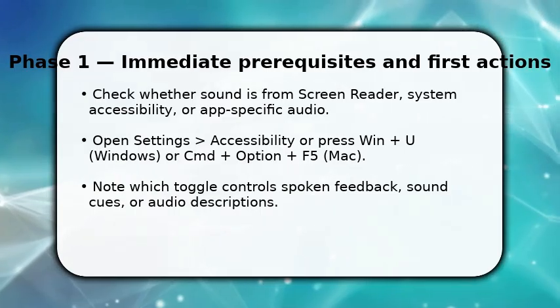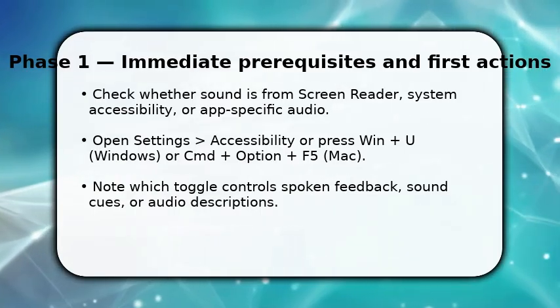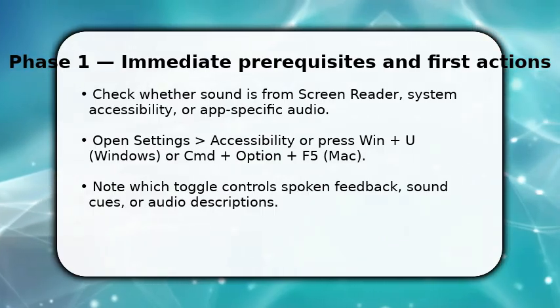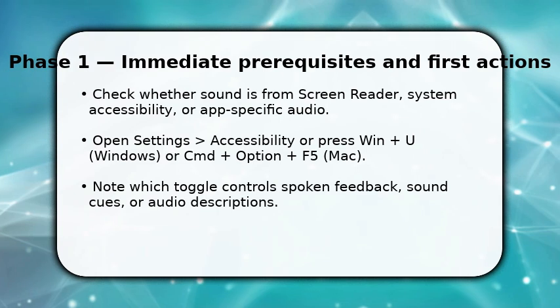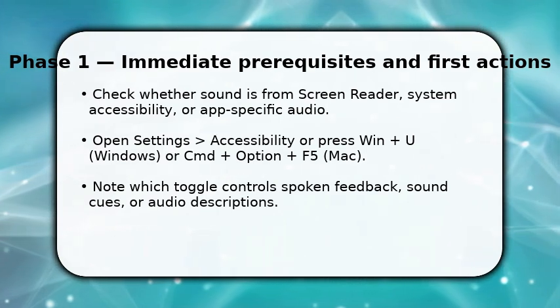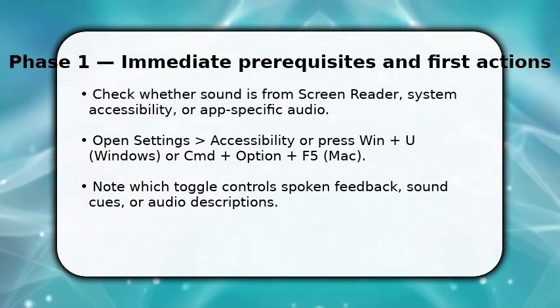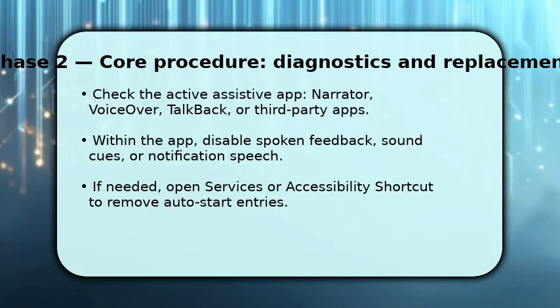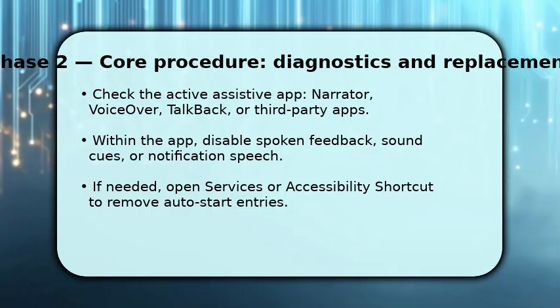Once there, scan for screen reader, audio descriptions, or sound cues toggles, and toggle them off to stop immediate playback. You do this first so you avoid muting the whole system incorrectly. It targets accessibility audio versus other app sounds. Once done with system settings, move to apps and services because many tools run independently.